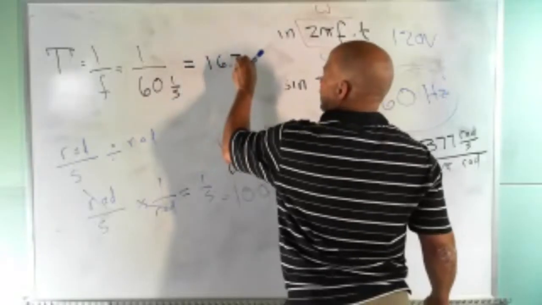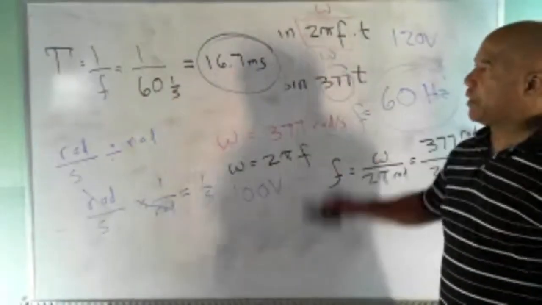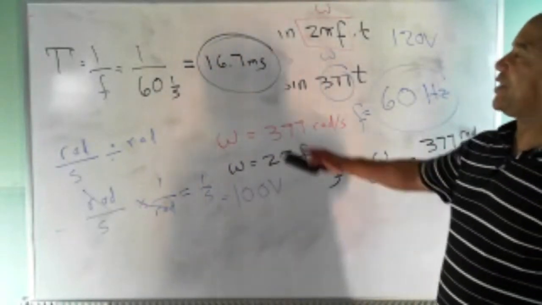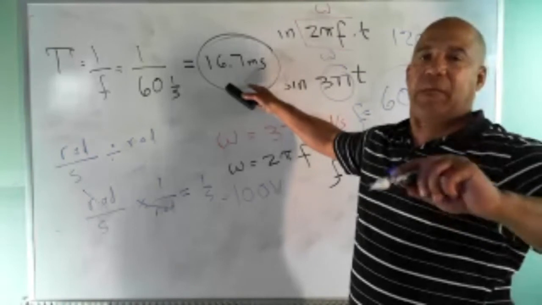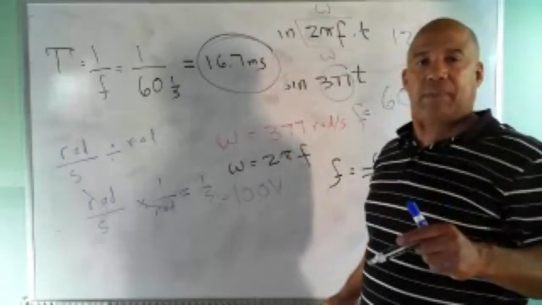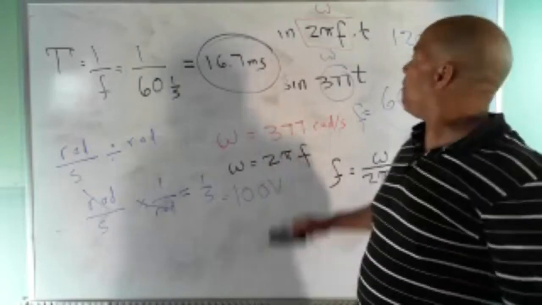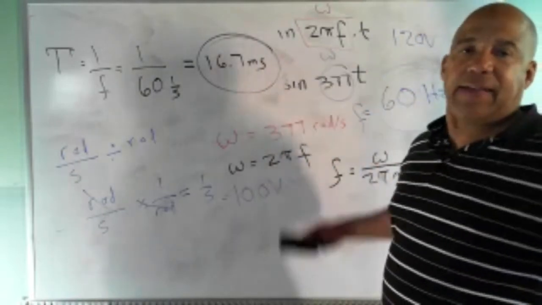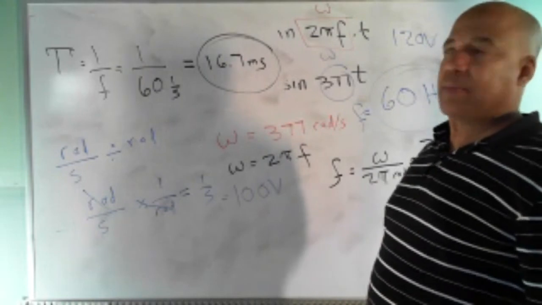It's 0.01666 repeating. So I'm going to do this. There's going to be milliseconds. So there's the period. It takes the generator coil down at Duke Energy about 17 milliseconds to go around one time. That is pretty daggone fast. We calculated all of that from this equation, and I didn't have to go down to Duke Energy to look at it at all. We did it all mathematically.